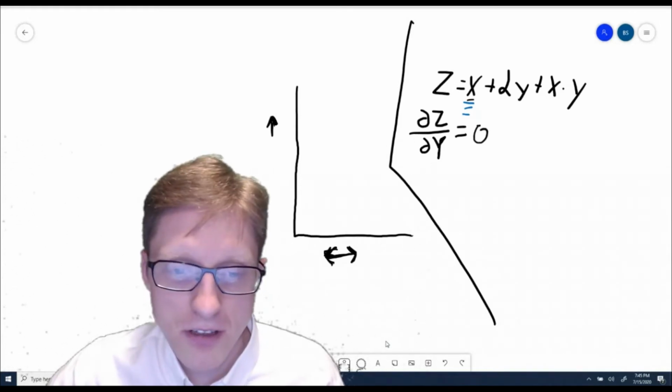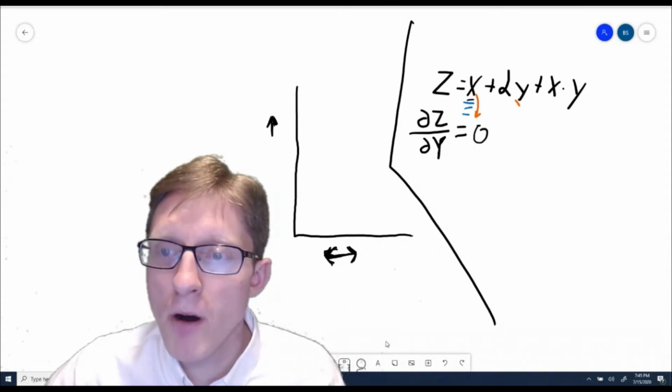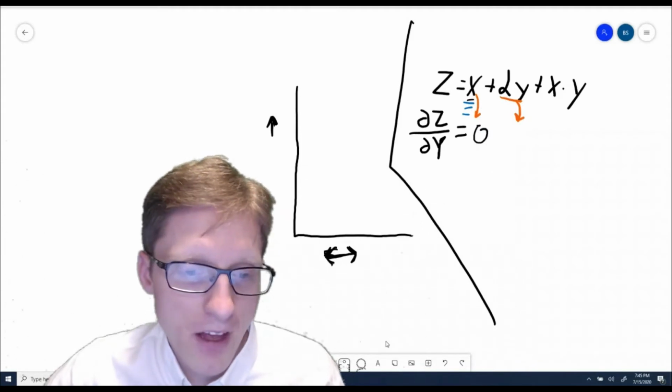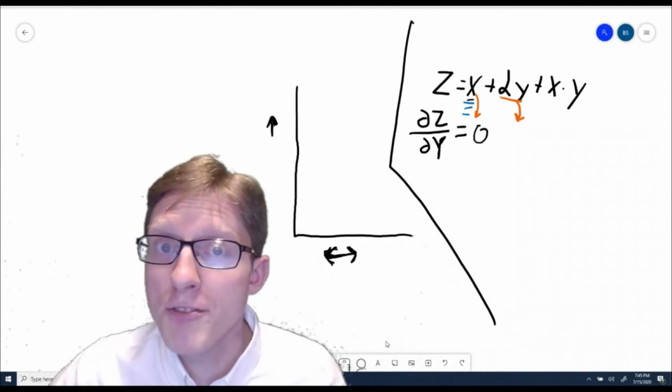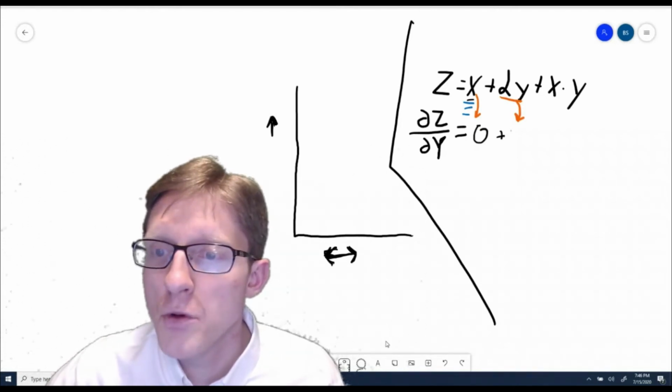Right? So kind of draw that. Okay, now let's take the partial derivative of the second part with respect to y. The second part is equal to 2y. The derivative of 2y with respect to y is simply 2.